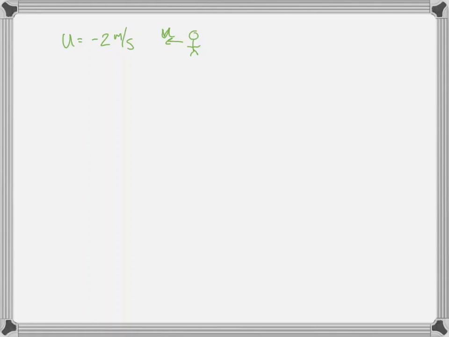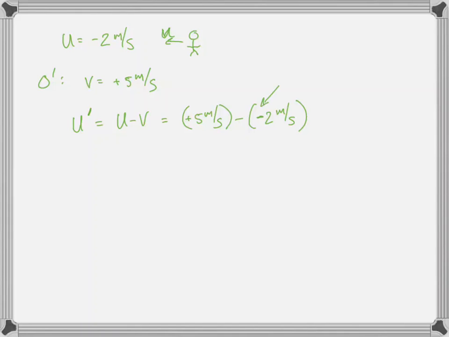Frank is in the moving frame of reference, according to O prime. According to Frank's frame of reference, if he's still moving at plus 5 meters per second, then Susie's velocity relative to O prime is still u minus v, which is plus 5 meters per second minus 2 meters per second. We have to be careful with the signs, because she has turned around. She's coming back towards Frank. So Susie is now moving relative to Frank at plus 7 meters per second.